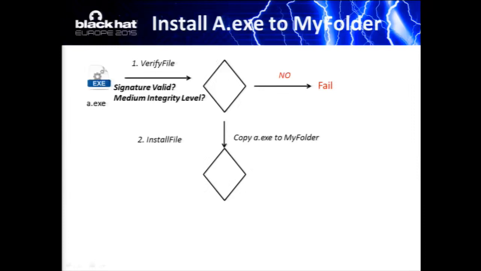The second step, called install file, simply copies the file to the destination folder where you want to install it. And the third step, which is also important, just calls CreateProcess to execute the file you want to install.